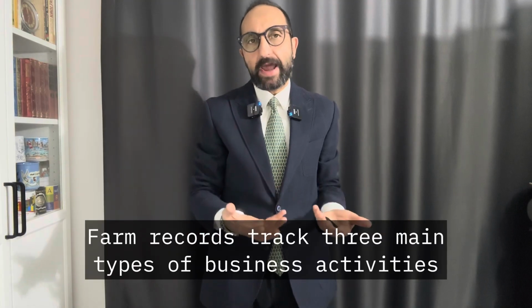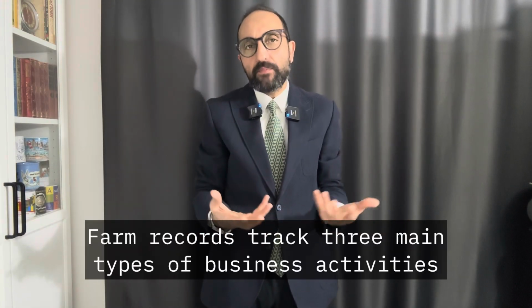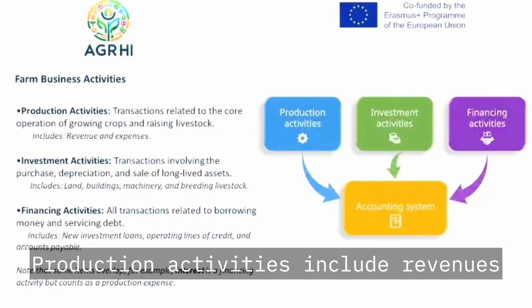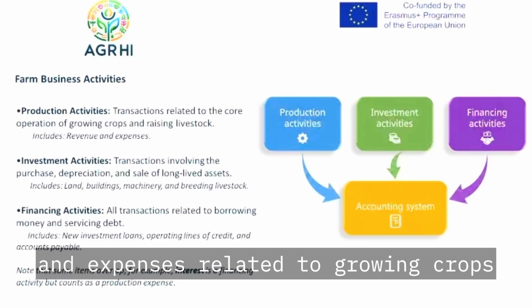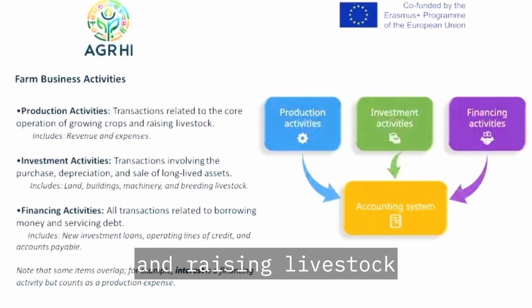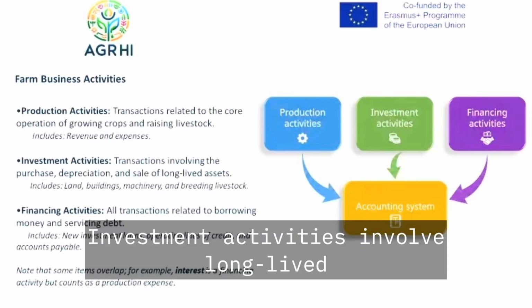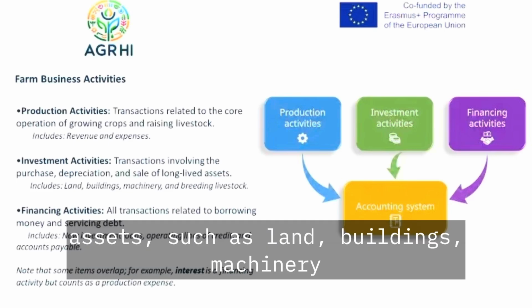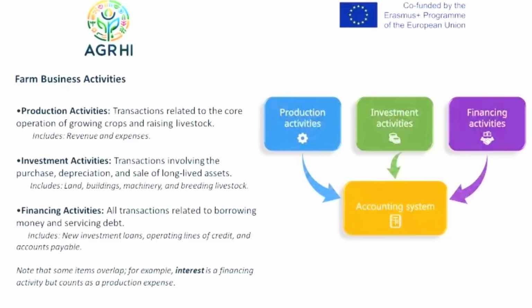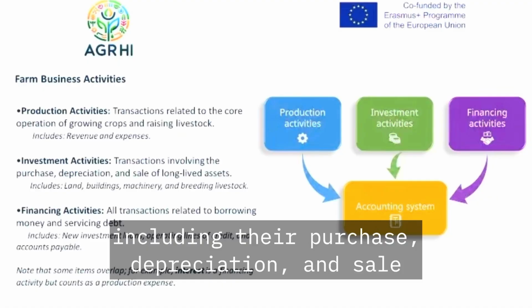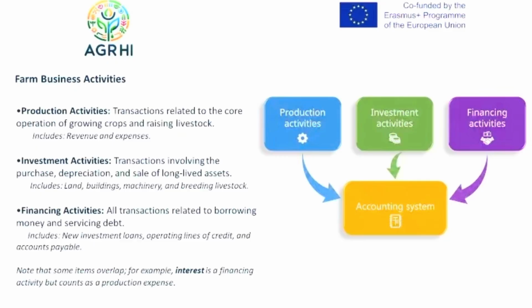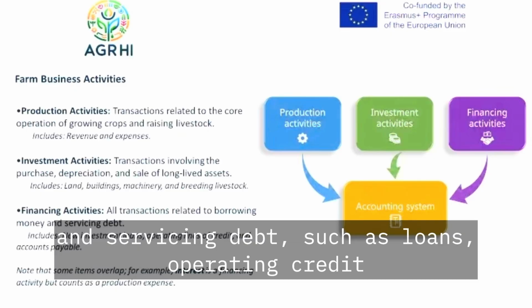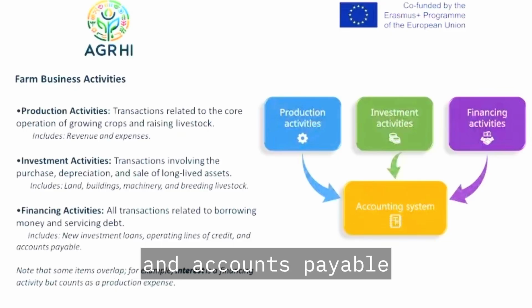Farm records track three main types of business activities. Production activities include revenues and expenses related to growing crops and raising livestock. Investment activities involve long-lived assets such as land, buildings, machinery, and breeding livestock, including their purchase, depreciation, and sale. Financing activities include borrowing money and servicing debt, such as loans, operating credit, and accounts payable.